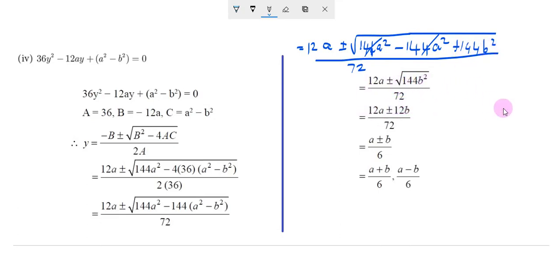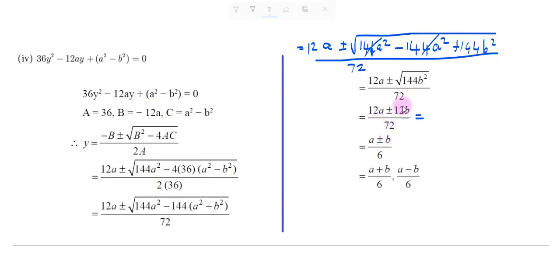Okay, 144 means what? 12 square value, 144. So when we take the square root, this is 12. Am I right? So here we get 12a plus or minus root of 144 b square. This is 12 square, when you take it out this is 12, and b square, when you take the square root, this is b. So 12a plus or minus 12b, whole divided by 72.